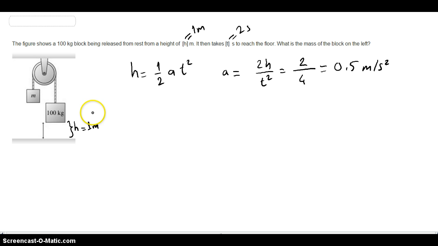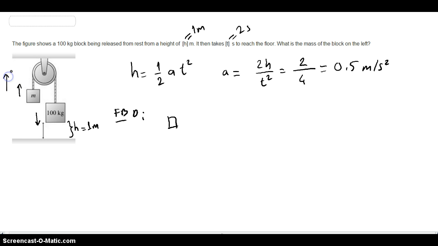Well, the problem is, what is the mass? If the problem involves mass and acceleration, then it will definitely involve a force, and it will be solved by Newton's second law. But to apply Newton's second law, we have to show all the forces acting on all masses. Let's start with the free body diagram of the small mass m. And of course, when the 100 kilogram mass is going down, the small mass will go up.